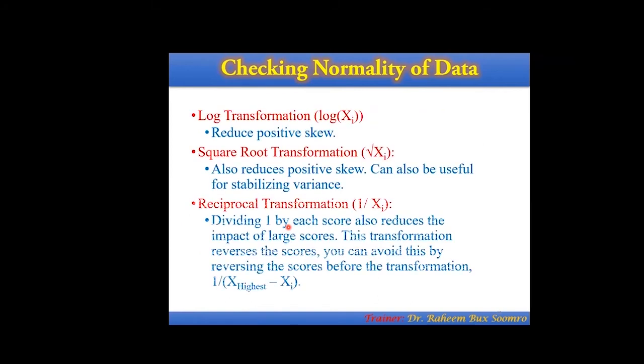These are the methods through which you can convert your non-normal data into normal. Log transformation: you take the log of your dependent variable, and then you can make your dependent variable from non-normal to normal. You can also take a square root, and you can also do the reciprocal transformation, where you divide all the values by 1. This way you can convert your non-normal data into normal. So these are the three methods.